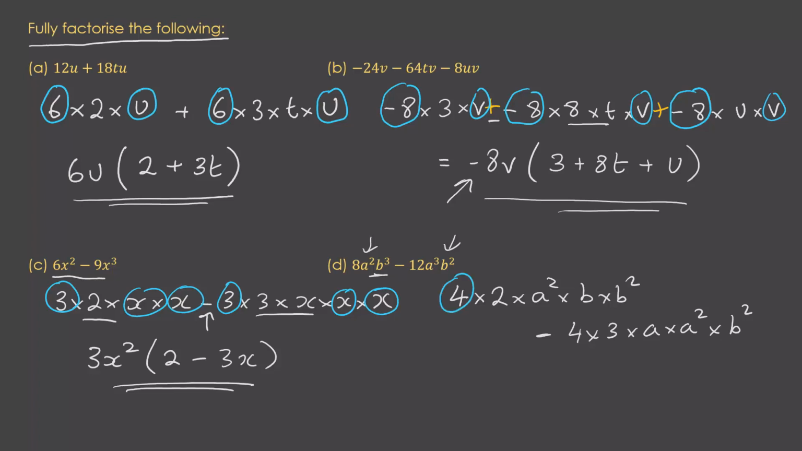So what's common? 4, a squared, and b squared. So I'm going to put that in front of the bracket. I'm going to put in 4a squared b squared. What's left is 2b, a minus sign, and 3a.